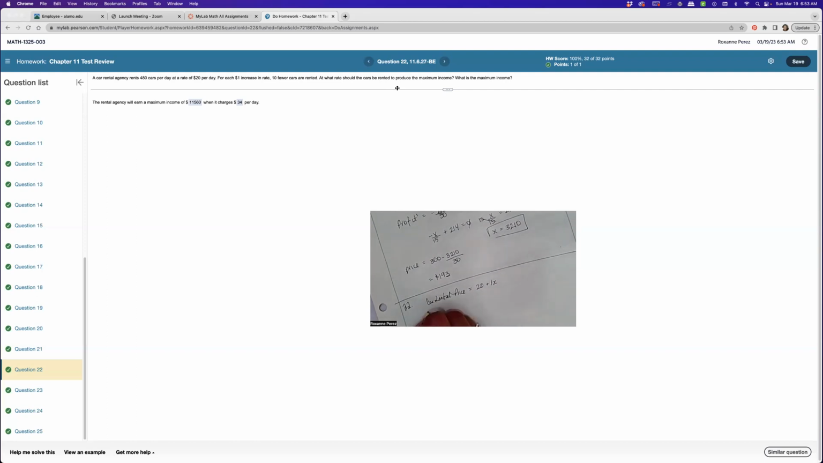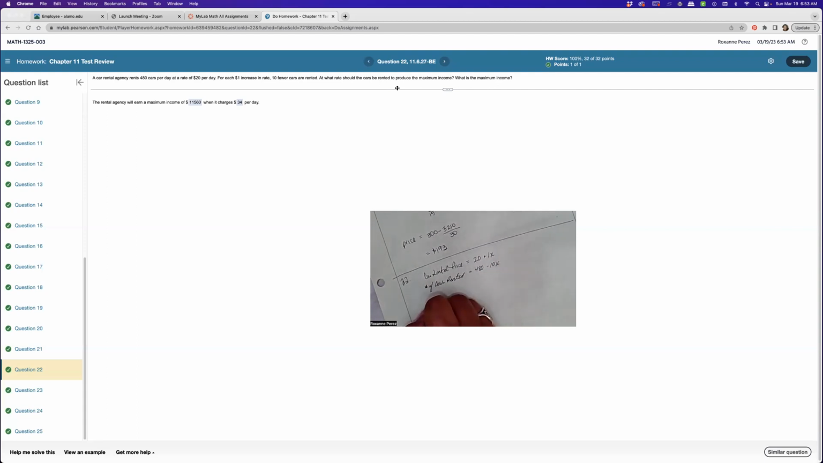Okay, so now we have number of cars rented. That is 480 minus 10x. For this price increase, you reduce your quantity in cars rented. Okay, so that's how we are going to account for that.